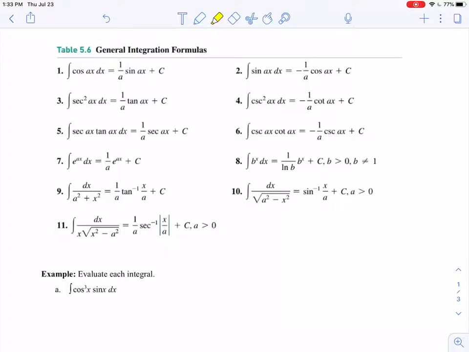In this last video, I want to highlight some trig examples since we haven't looked at any of those yet. But before we do that, I just want to highlight this table right here. This is taken from our textbook. This is just a table of general integration formulas. And this is really just kind of a shortcut for using integration by substitution for simpler cases.